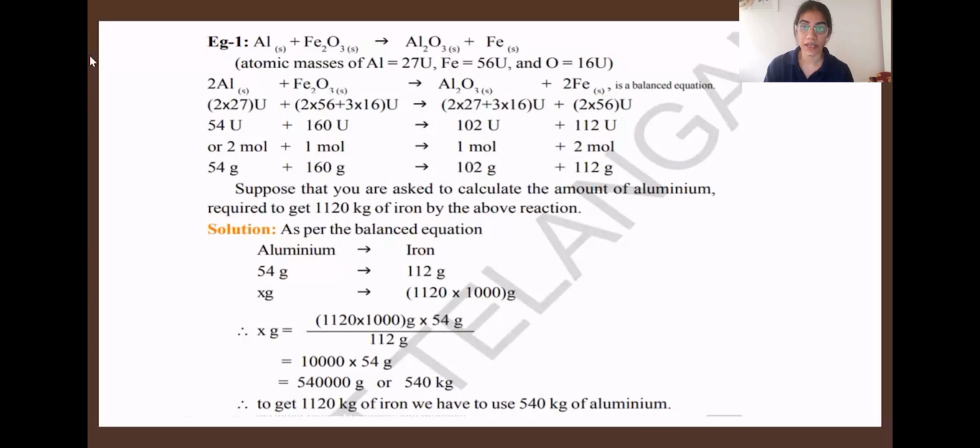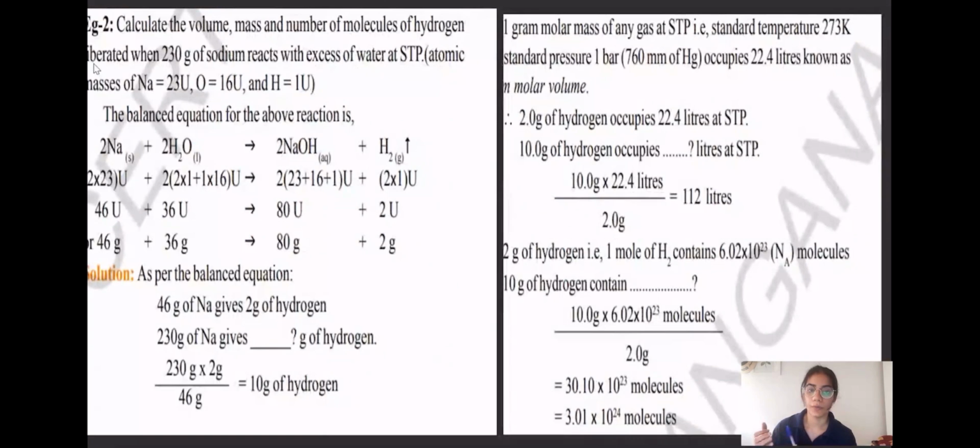So this is it for this example. Let us now go to the next example. We have to calculate volume, mass, and number of molecules of hydrogen that is liberated when 230 grams of sodium reacts with excess of water at STP. Now, STP is standard temperature and pressure. Standard temperature is 273 Kelvin and standard pressure is 1 bar, something that you don't have to worry about right now.